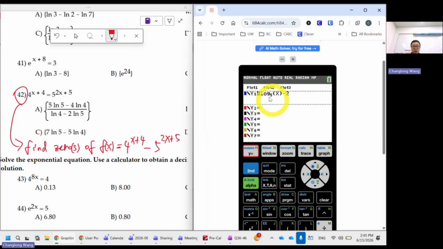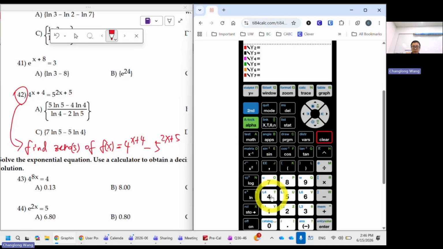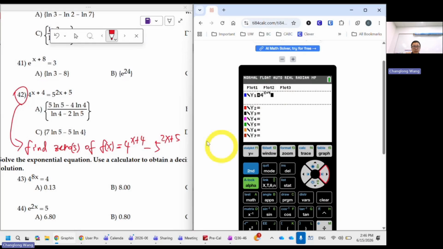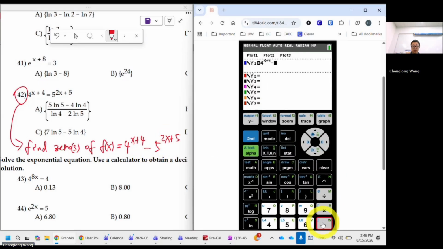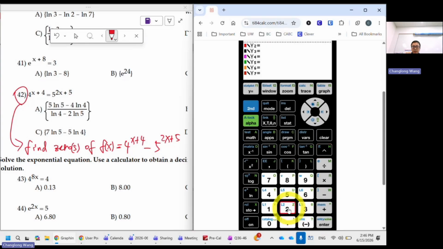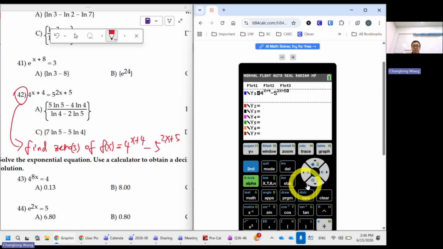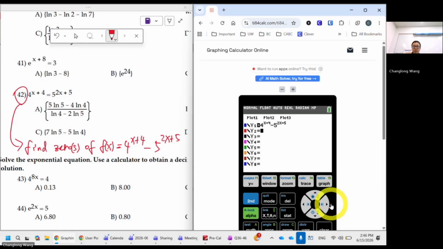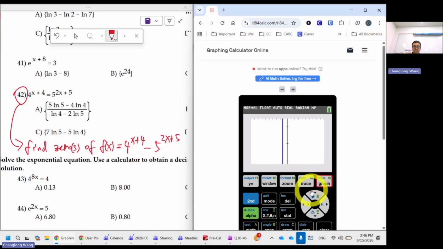All right, so let's go to y equals, right? Clean that up. So I'm going to do 4 to the x plus 4, right? So 4 raised to the power x plus 4. So come down and subtract 5 to the power 2x plus 5. Okay. Save it. So now you could even graph it and see what's going on.